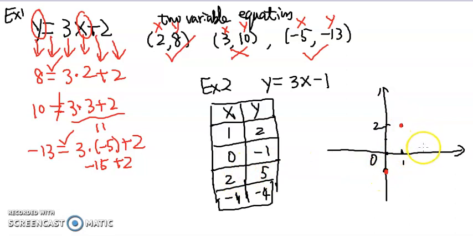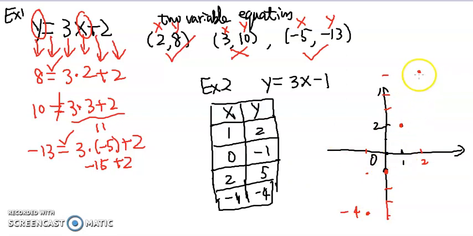Third point is 2, 5. When x equals 2, y equals 5. So 5 is way up there. 3, 4, 5. So we're going to get a point up there. And negative 1, negative 4. When x equals negative 1, we go down. Negative 1, negative 2, negative 3, negative 4. My graph is not really perfectly scaled, so it's just a rough picture.